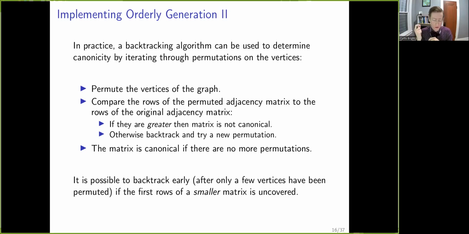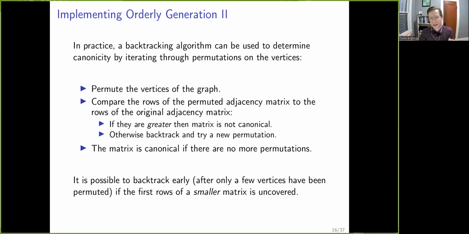One very powerful insight is to note that you can often backtrack early. You don't actually have to fill out the entire new adjacency matrix, right? If you've permuted a few vertices of your graph and you get the high bits of your new matrix, and those high bits are smaller than your original matrix, then you can immediately backtrack. You don't even have to fill in the rest of the matrix because of how lex ordering works, right? It's defined primarily on the high bits. So this allows you to often backtrack early, so it dramatically speeds up the running time of this approach.